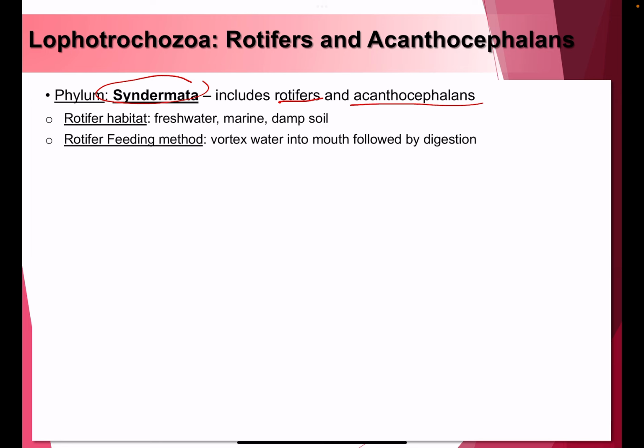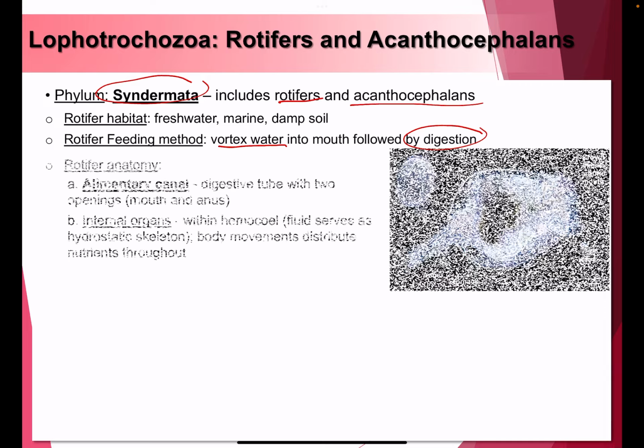Rotifers' habitats are usually freshwater, marine, or damp soil. In a lot of cases, invertebrates seem to like those particular habitats. You'll see the similarities between all the phyla. Rotifers' feeding method is that they actually vortex water into their mouth, followed by digestion. Kind of like the sponge, but there are more complex organs within the rotifers.